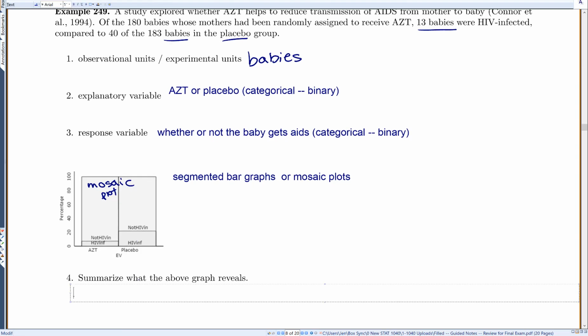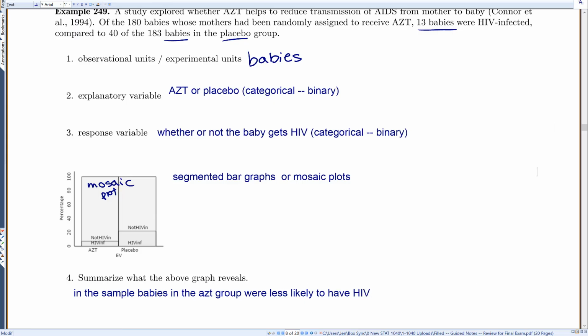So summarize what the plot tells us. I would say something like, in the sample, now it is important to say this is in the sample, not the entire population, but in the sample specifically, okay, babies in the AZT group were less likely to be HIV infected. Or I could have said that the sample proportion in the AZT group is lower than the sample proportion in the placebo group.